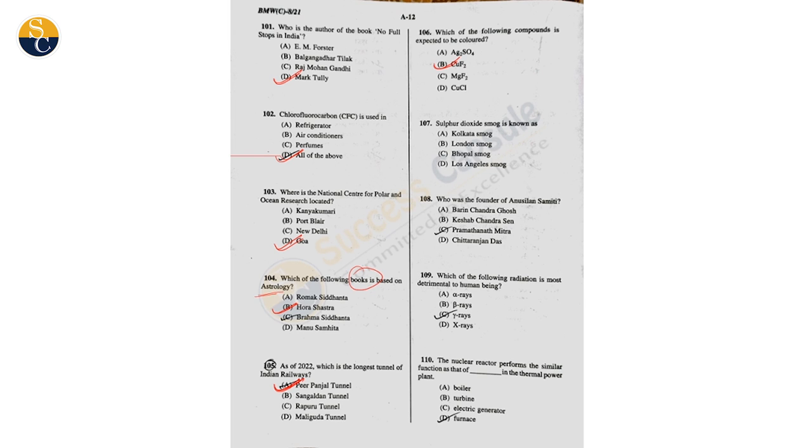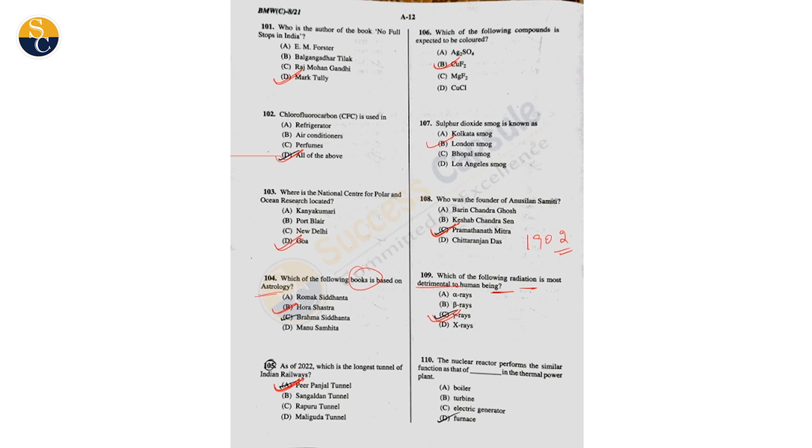Next, sulfur dioxide smoke is known as London smoke. B is the correct answer. And it develops due to a high concentration of sulfur oxides in the air. Next, who was the founder of Anushilan Samiti? Answer is Pramathanath Mitra. And this Samiti was established on 24th March 1902. And it was headed by Barindra Kumar Ghosh. So, answer is C.